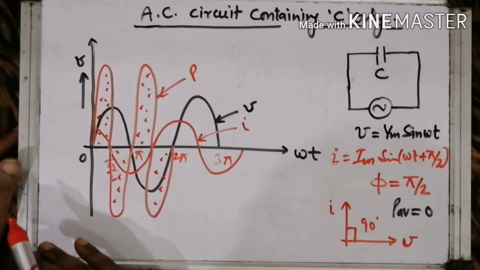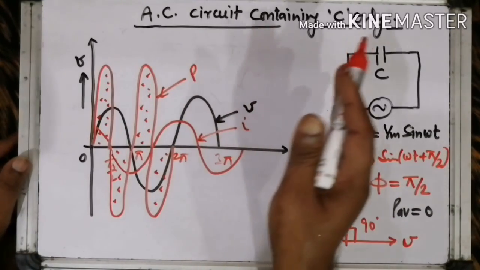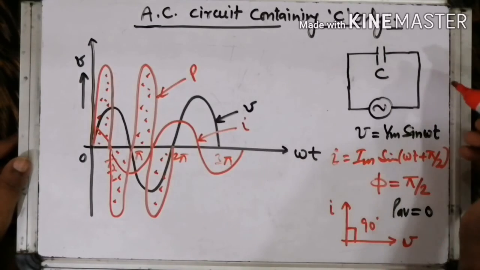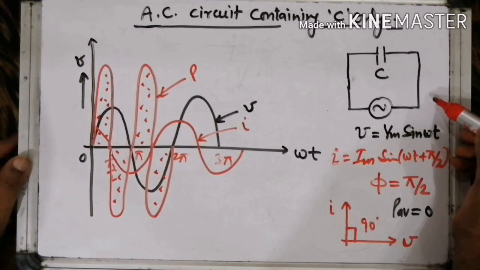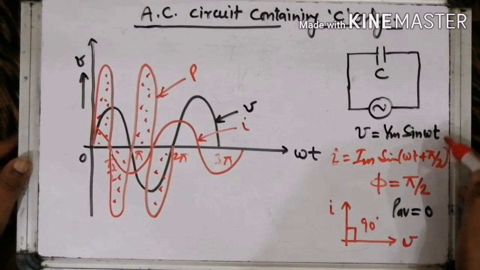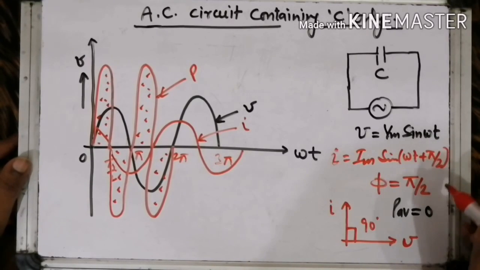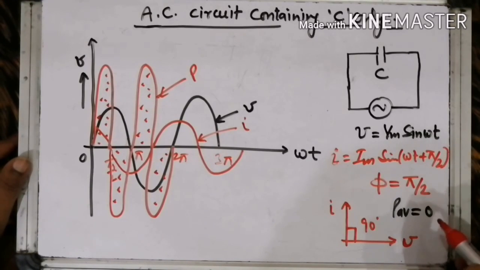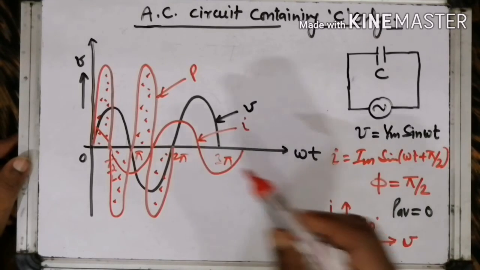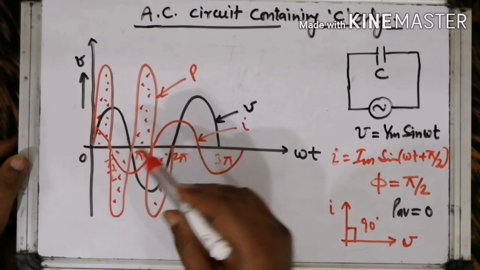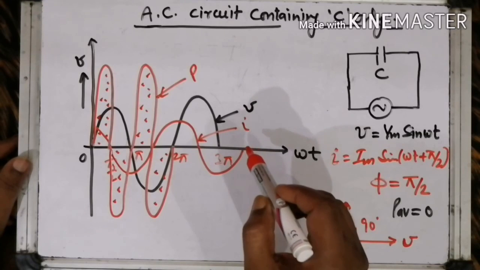Now see the AC circuit containing capacitance only, overall. This one is the circuit diagram. These are the equations: voltage and current. Phase angle is pi by 2. Average power is 0. This one is the phasor. In the phasor it is clear that the current leads the voltage by an angle of 90 degrees. And this is all about the three waveforms of voltage, current and power.